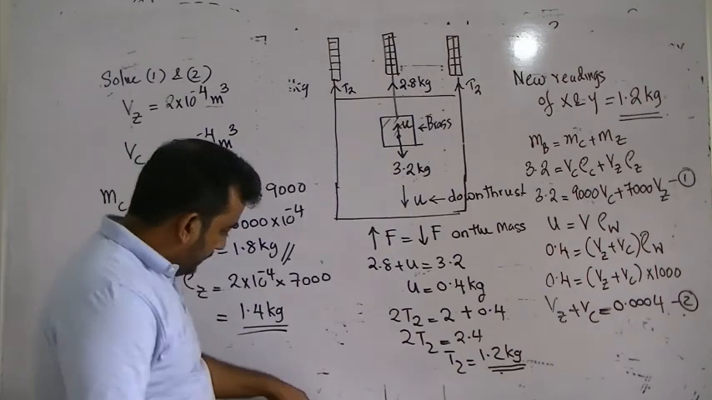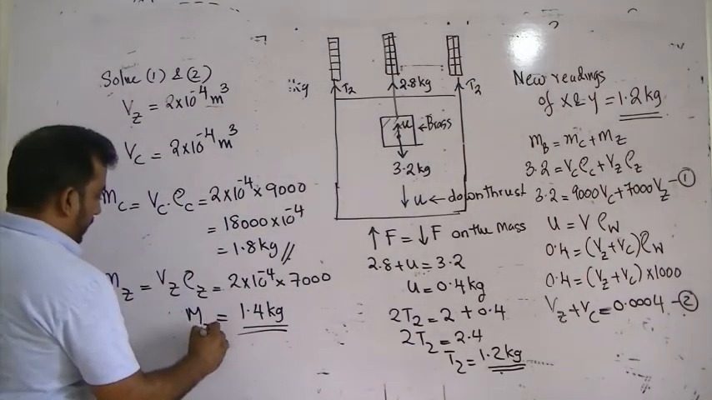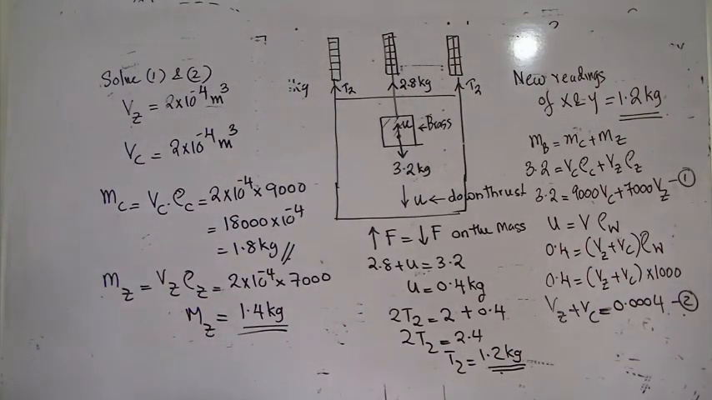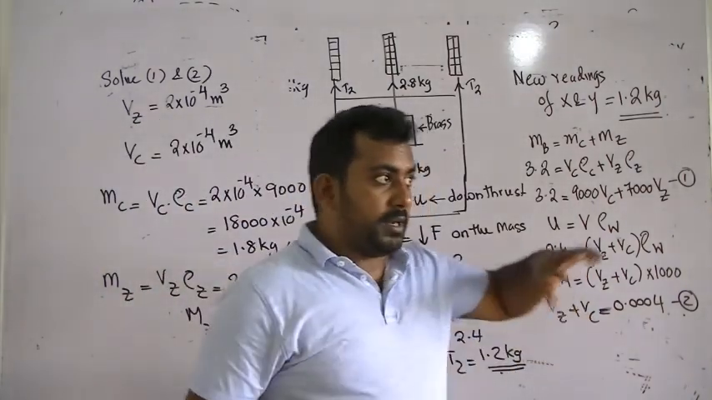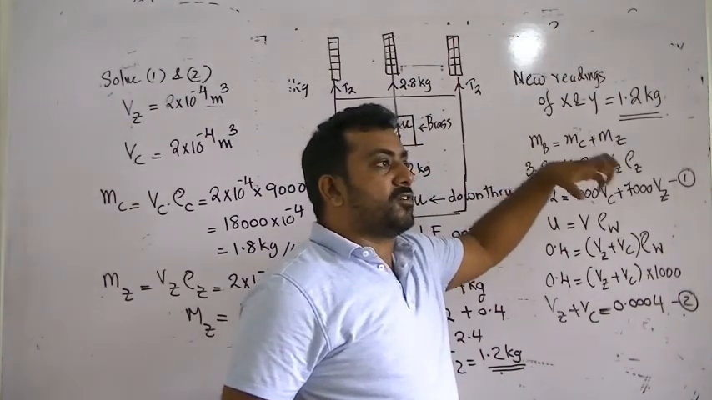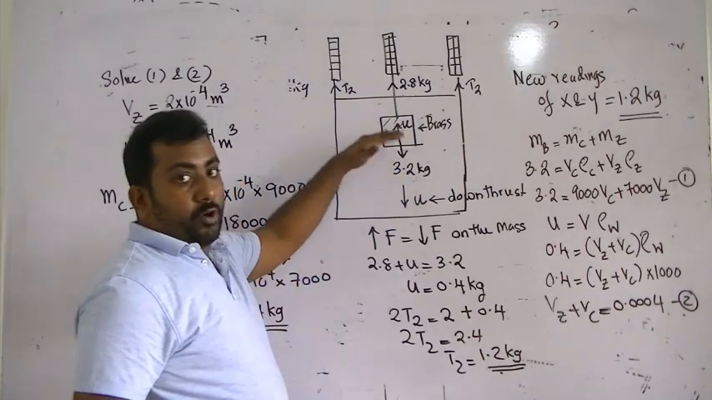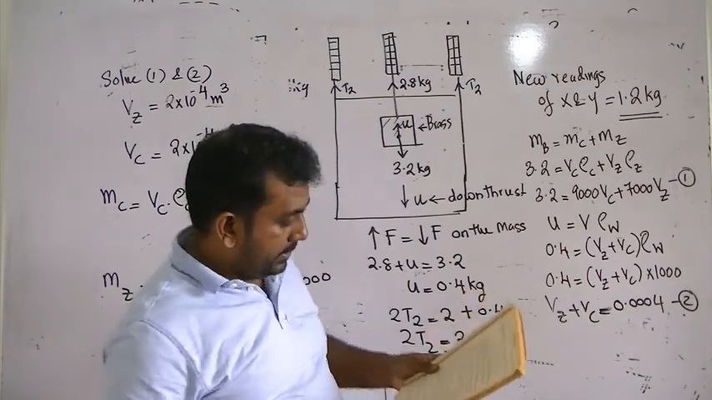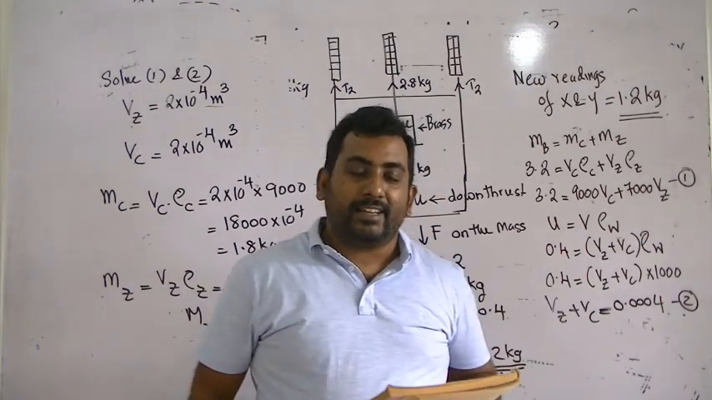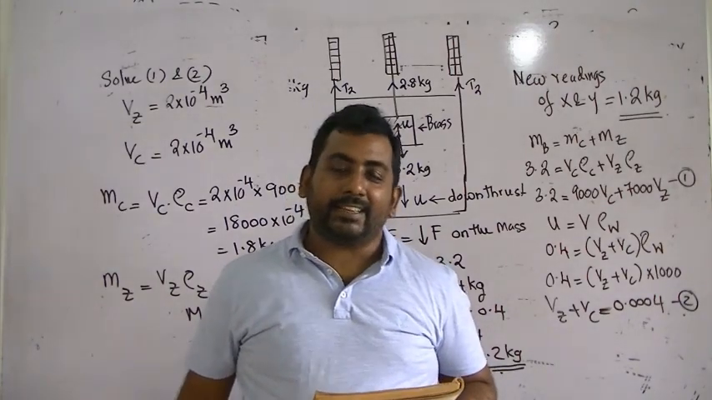They are asking you to find the mass of zinc. Mass of zinc is 1.4 kilograms. Okay? This is a nice question. Remember, the total mass of copper and zinc both will come in. And when you are fully submerged, the volume of copper is also there, the volume of zinc is also there. Okay? Right. This concludes the discussion for essay question number 2, the 1993 A-level question.